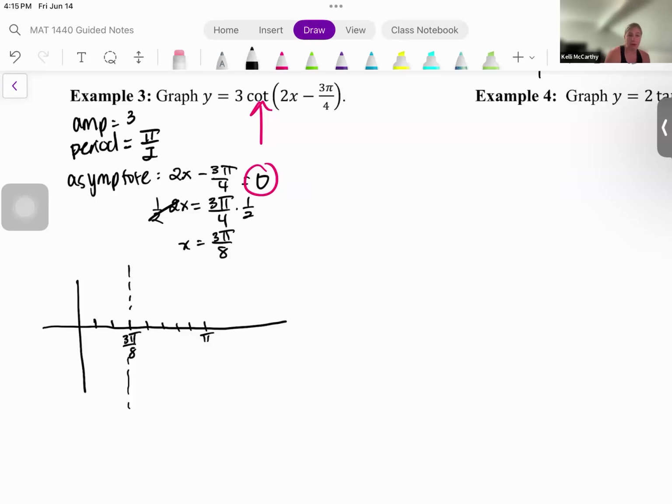When we think about our period of pi over 2, we probably want to think about it in terms of pi over 8. It's like how many of those units do we need to go to find our next asymptote? So we might just multiply this by 4 over 4 or 4 pi over 8. So I know I need to go 4 units to the left or to the right to get another asymptote. So from 3 pi over 8, 1, 2, 3, 4. 7 pi over 8 is going to be our next vertical asymptote.